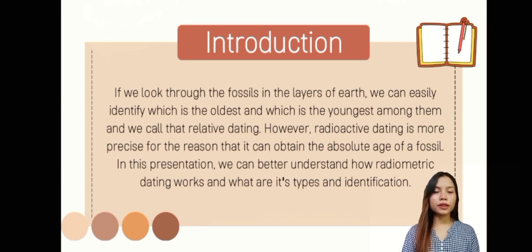If we look through the fossils in the layers of the earth, we can easily identify which is the youngest and which is the oldest among them by the sequence of the layers they belong to, and that is what we call relative dating. However, our topic, radiometric dating, is more precise for the reason that it can obtain the absolute age of a fossil or any geological feature. In this presentation, we can better understand how radiometric dating works and what its types and identification are.